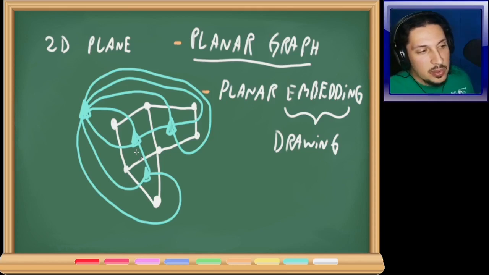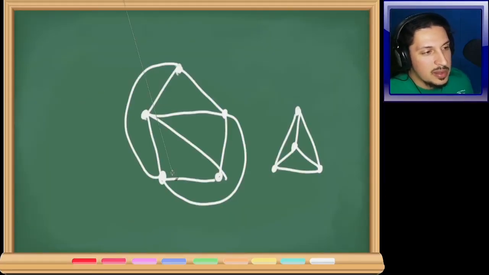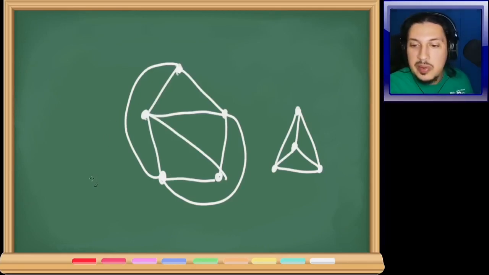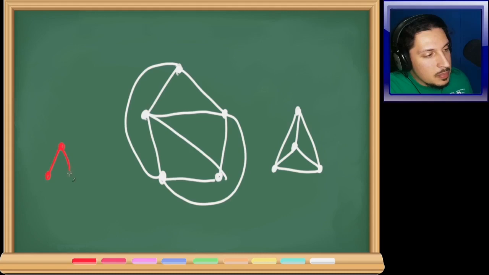This is only true if the original graph is connected, because remember, we know that the dual graph is always connected. So, for example, if we have this graph not connected and made of two triangles, well, the dual graph will always be connected. So in this case, it will be like this.